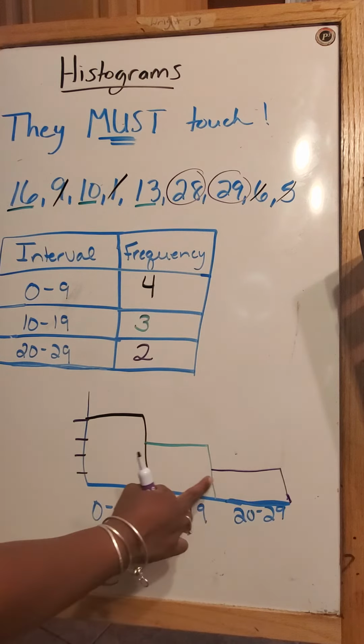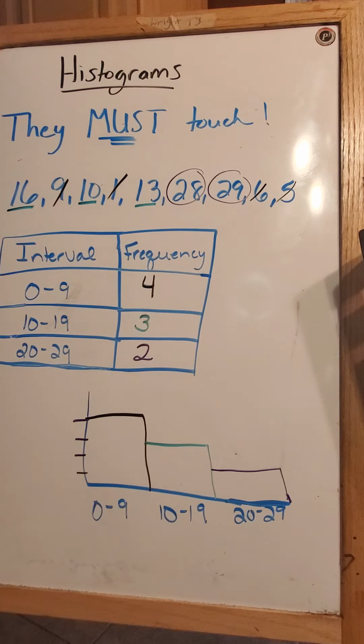As you notice, they're all touching. There are no spaces in between your bars. That is what makes this a histogram.